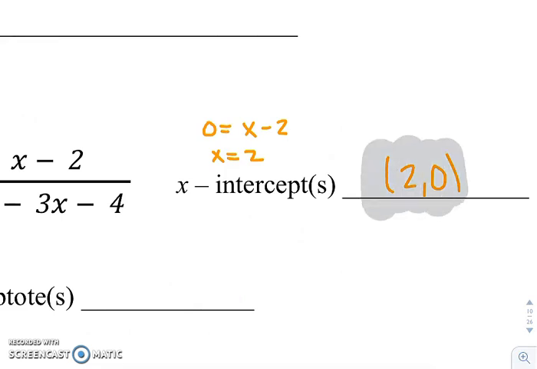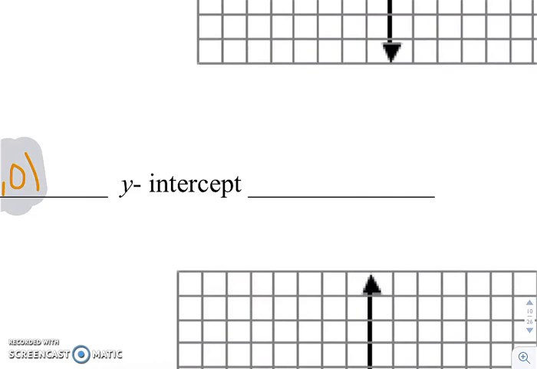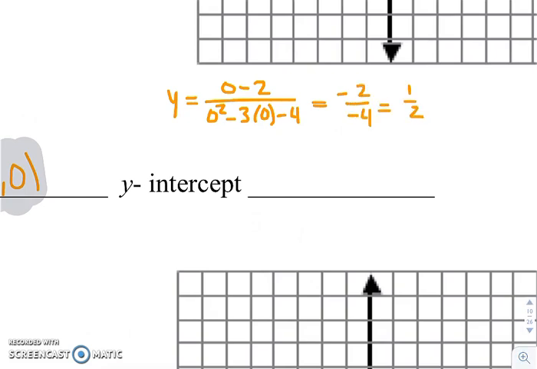Let's go over and solve for our y-intercept. So we're solving for y, we're making all of our x's 0. So 0 minus 2 over 0 squared minus 3 times 0 minus 4. So we get negative 2 over negative 4, which comes out to a positive 1/2.